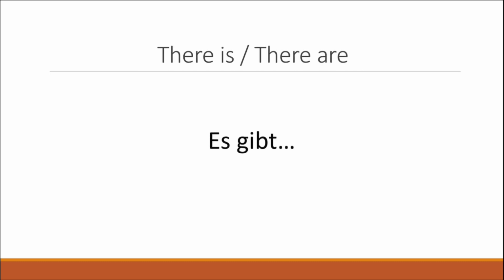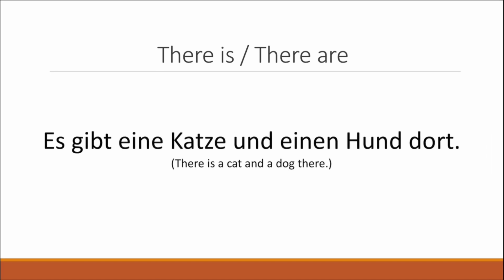Now, before we come to the exercises, it's also important to discuss how to form the particles there is and there are in German. In German, you simply say es gibt, and it's not important whether you're talking about singular things or plural, because you always use es gibt. Here's an example. Es gibt eine Katze und einen Hund dort, which means there is a cat and a dog there. And you can see how we're using es gibt right at the beginning of the sentence. And it simply means there is.